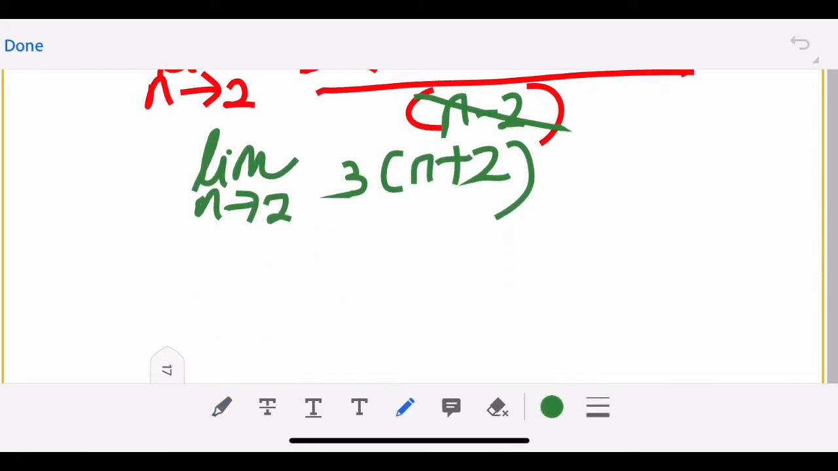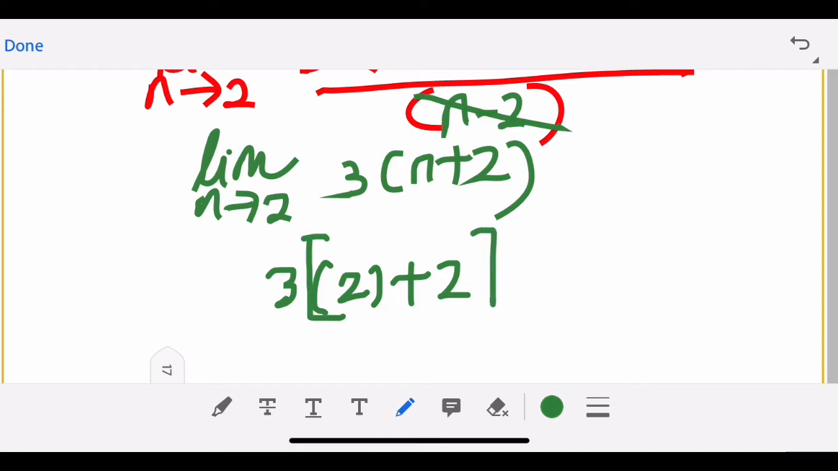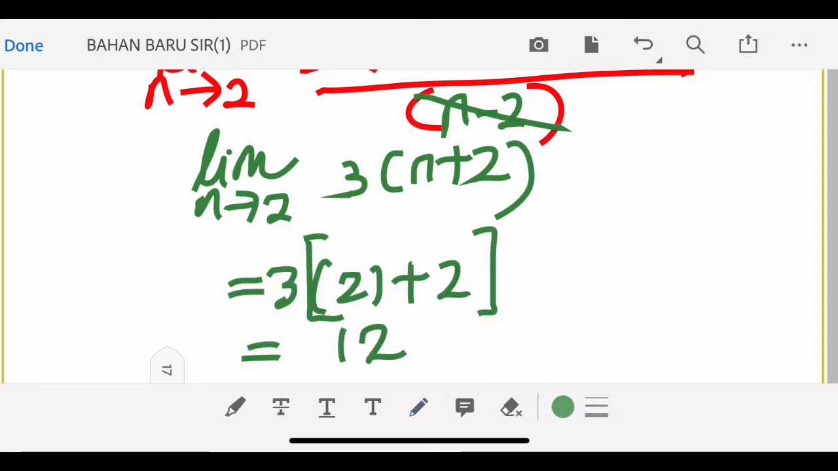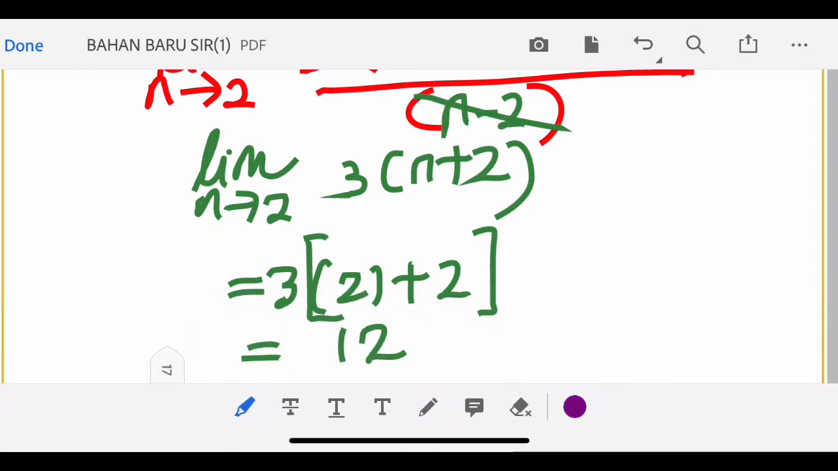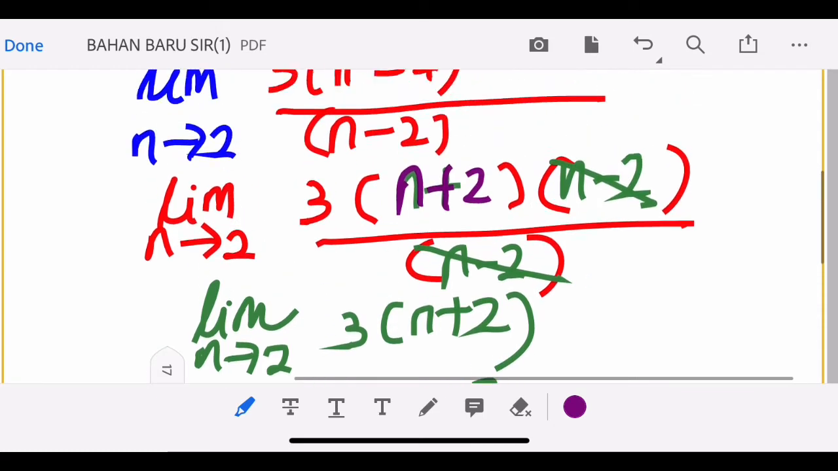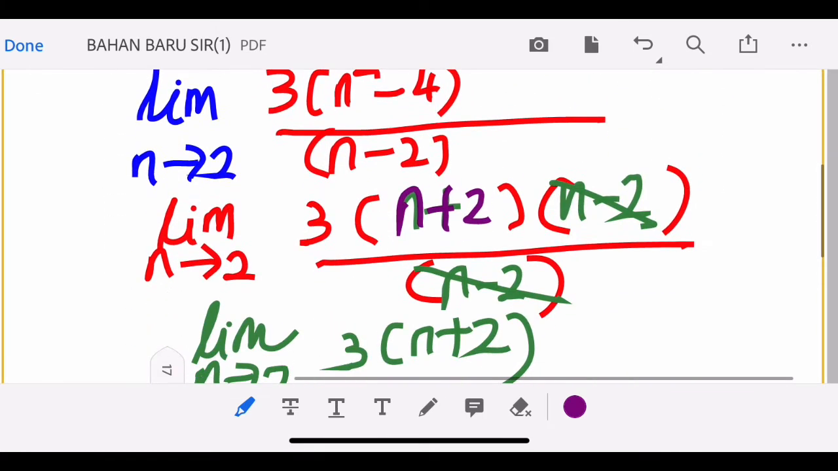Then the third step is you substitute the 2 inside there. That's all. It's very simple, right? So when you substitute, you always be careful. You don't write the limit, you just substitute. So your answer is 3 times 2 plus 2, which is 4, right? Times 3. So answer is 12. 3 times 4 is 12, right? Okay, so that is how you solve the limit.